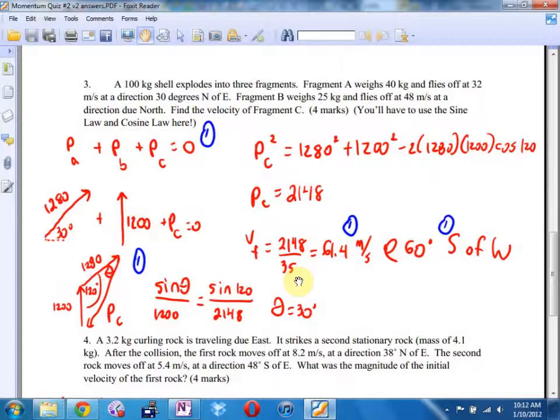How many of you got the angle there? Okay. Just a couple of you. How many of you got the velocity? Okay, like the 61.4.